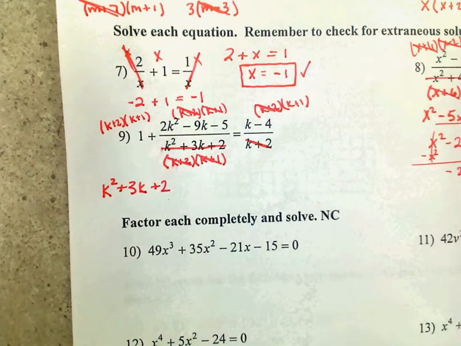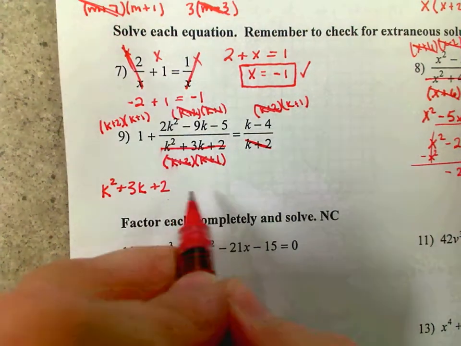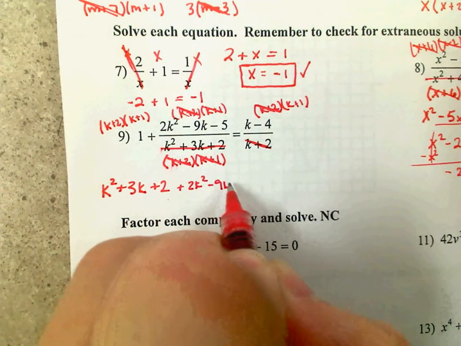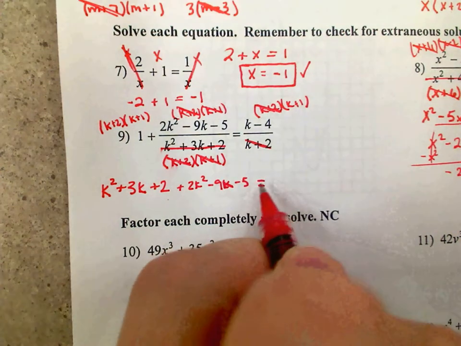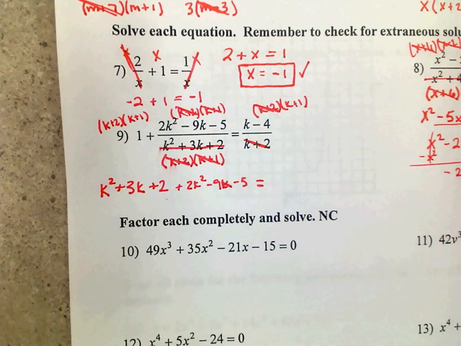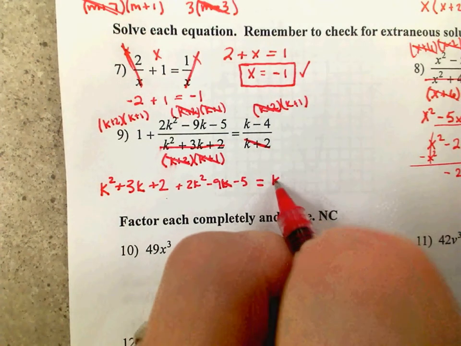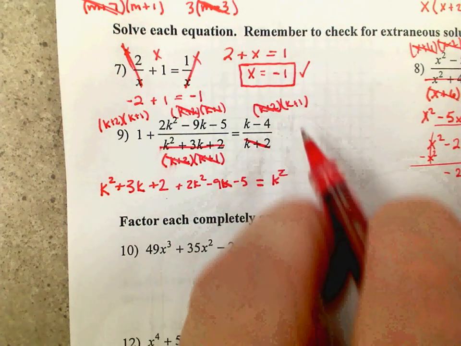Plus 2k squared minus 9k minus 5 equals k minus 4 times k plus 1. So that would be k squared plus 1k minus 4k. That would be minus 3k. And negative 4 times 1 would be negative 4.